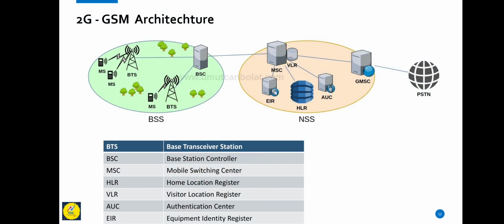In the GSM architecture, we can view it as a system having three subsystems. BSS, for example, gives the connectivity from the mobile subscriber to the first point of connectivity of the cellular providers, that is, the communication between the cell phone and the BTS, base transceiver station.